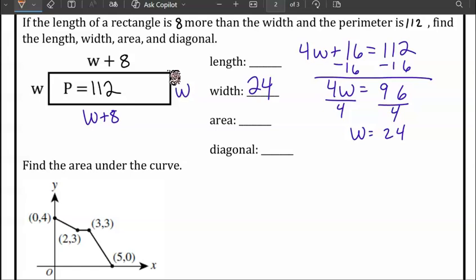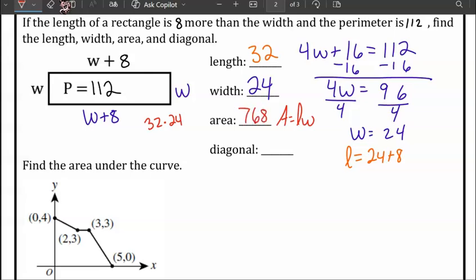To get the length, it's just 24 plus 8, which is 32. The area is length times width. 32 times 24 equals 768. And then for the diagonal, we want to draw out a right triangle and use Pythagorean theorem.